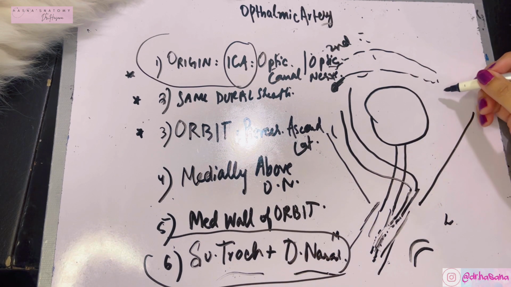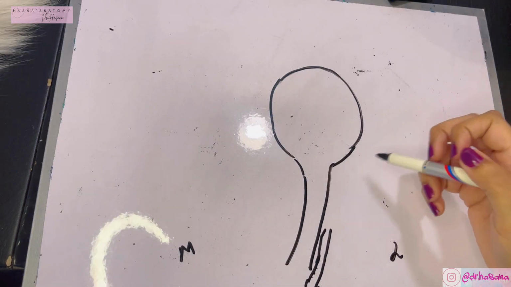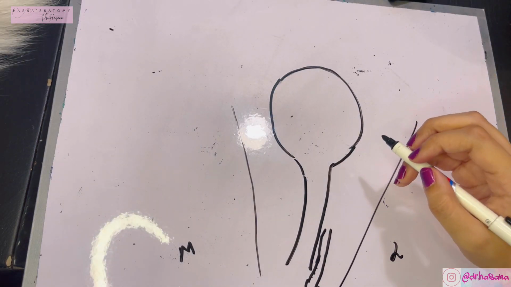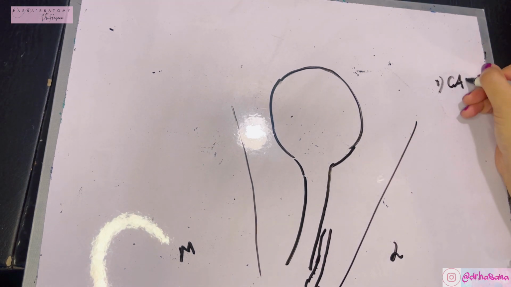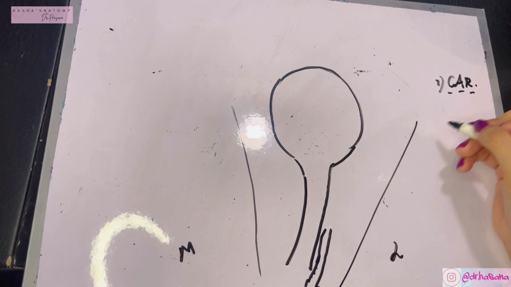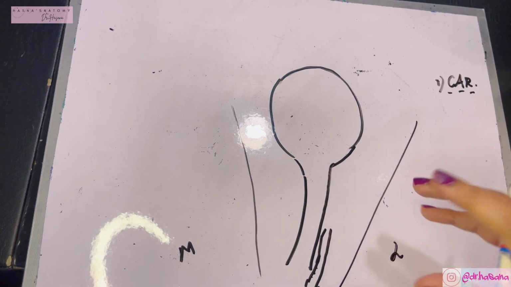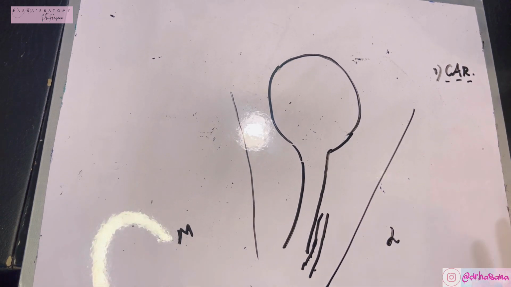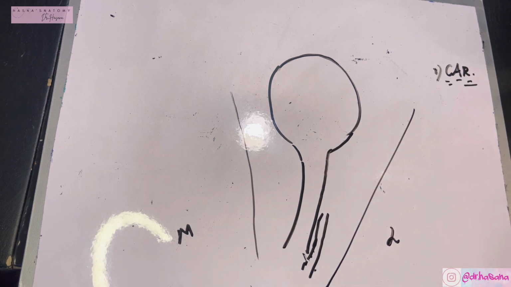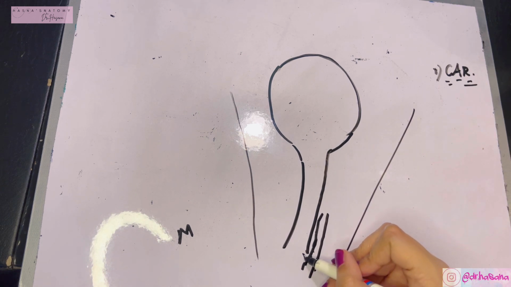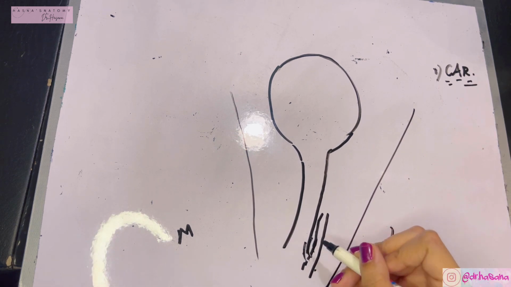Now we're going to look into the branches of it. So here I've drawn a zoomed in version of your orbit so that we can study more properly the branches of the ophthalmic artery. First branch I want you to remember is the CAR, which is most important. This is the central artery of the retina. Every branch I want you to learn a little bit of their courses and their supplies. So the central artery of the retina lies below the optic nerve. It is the first and most important branch of the ophthalmic artery, and it originates early on.